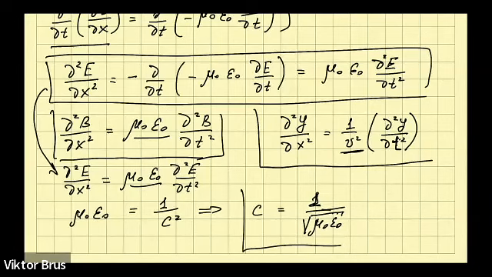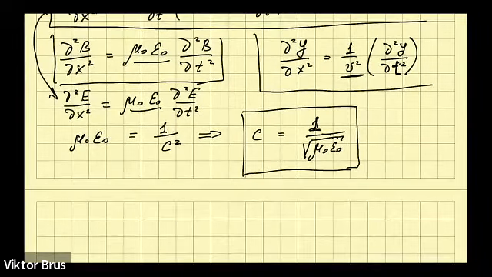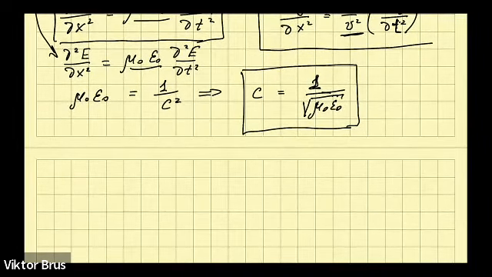So this is the equation which we wanted to get, the expression for electromagnetic propagation in free space. And now we can calculate it because we know the magnitudes for these constants. These are magnetic and electric permittivity of free space.